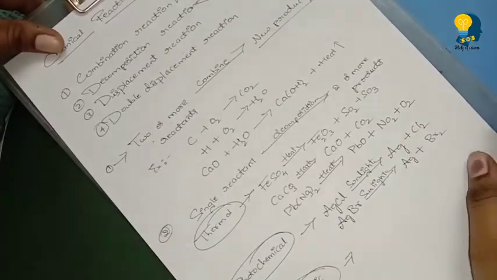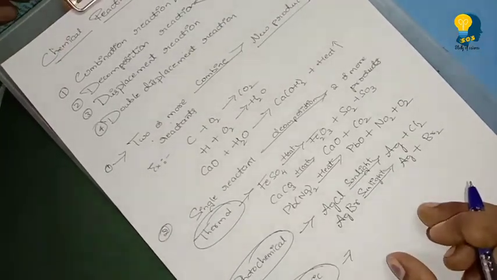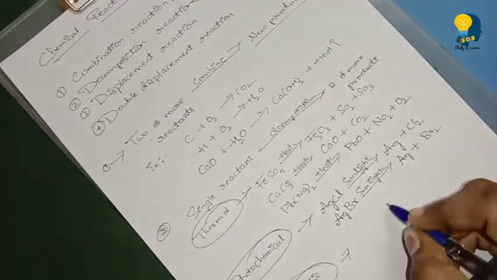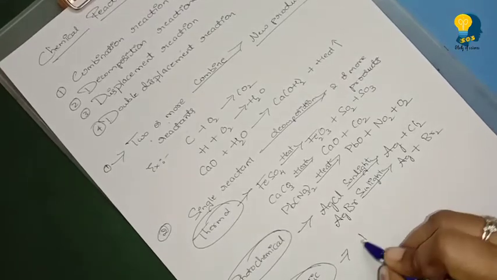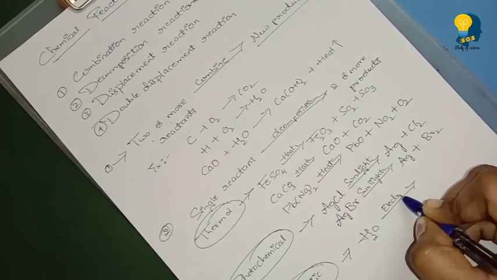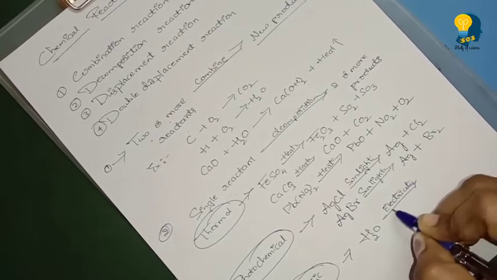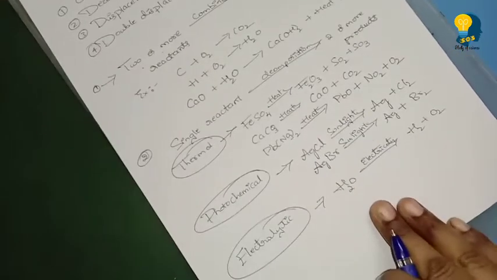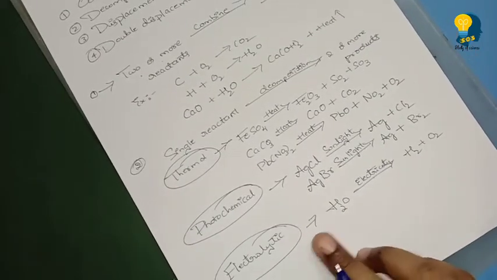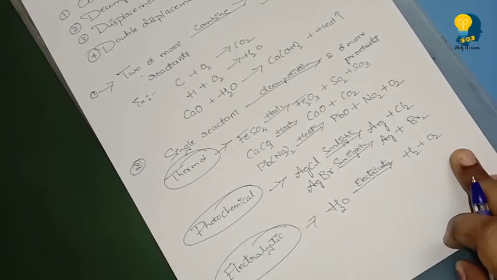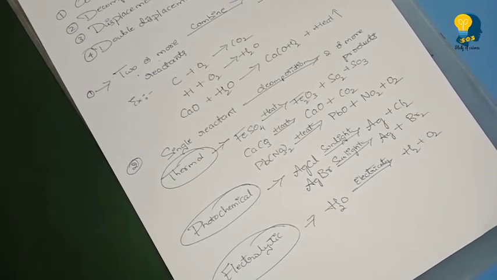Electrolytic decomposition. So this decomposition reaction takes place in the presence of electricity. So what happens here is there will be water. When we pass electricity to water, we get hydrogen and oxygen. That's all. Very easy. So electrolytic decomposition, there will be water. When we pass electricity, we get hydrogen and oxygen. These are the three important types of the decomposition reactions.